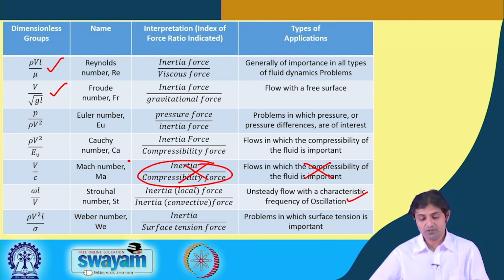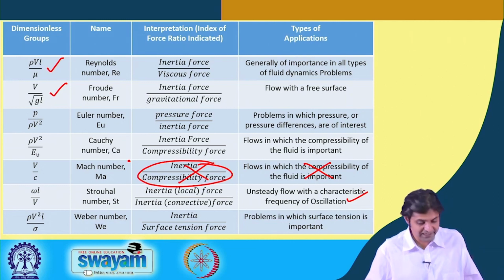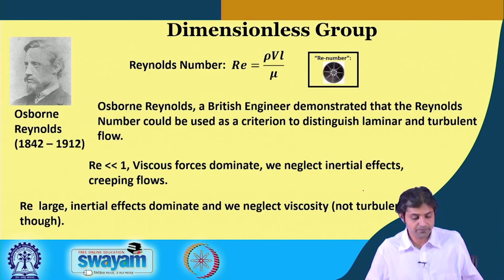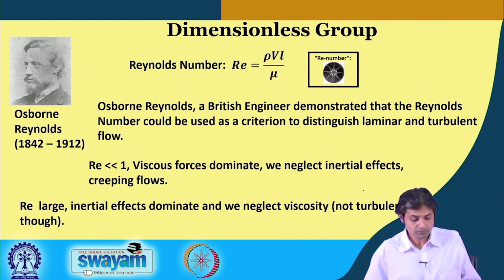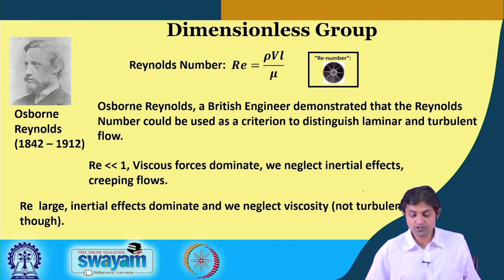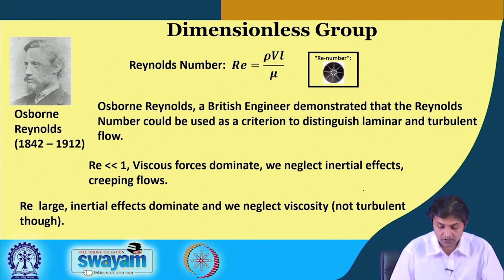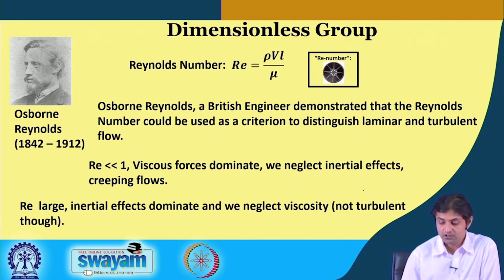So, this is a brief overview. I will go a little bit more into detail on some of the important numbers that I have discussed. So, Reynolds number here is given by rho V L by mu. This was given by Osborne Reynolds. Osborne Reynolds was a British engineer who demonstrated that Reynolds number could be used as a criterion to distinguish laminar and turbulent flow.